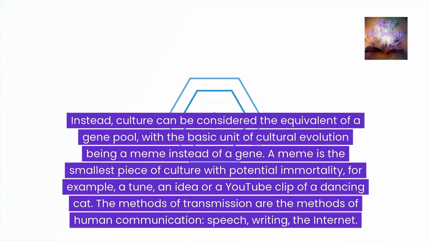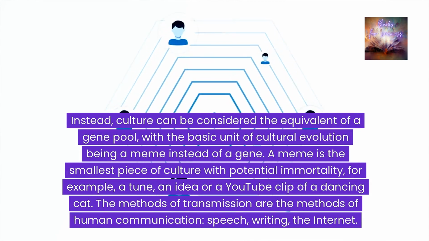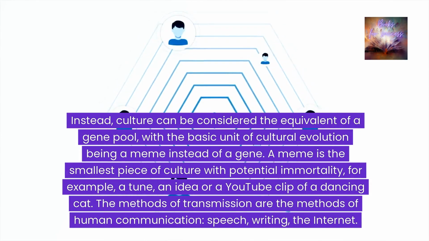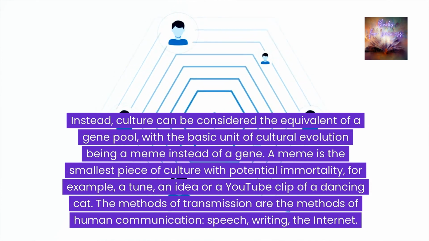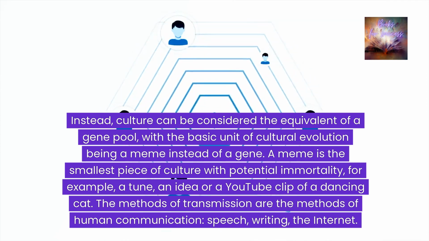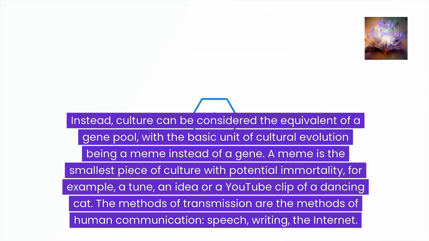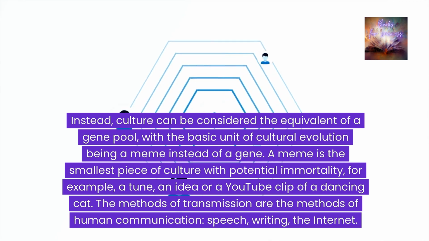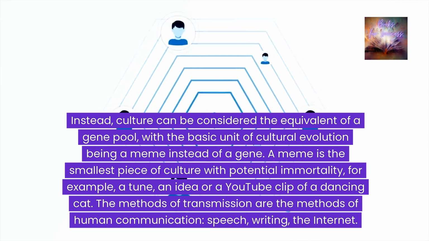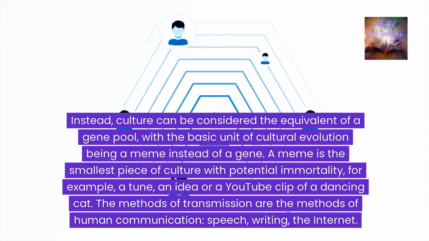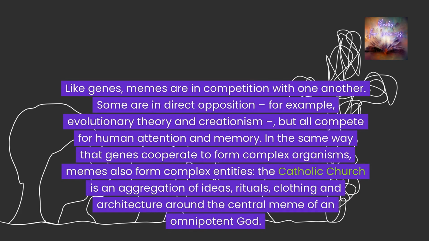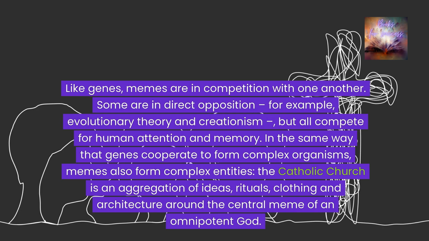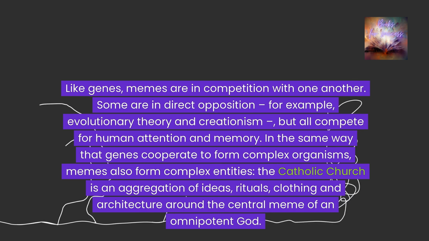Instead, culture can be considered the equivalent of a gene pool, with the basic unit of cultural evolution being a meme instead of a gene. A meme is the smallest piece of culture with potential immortality, for example, a tune, an idea or a YouTube clip of a dancing cat. The methods of transmission are the methods of human communication: speech, writing, the internet. Like genes, memes are in competition with one another. Some are in direct opposition, for example, evolutionary theory and creationism, but all compete for human attention and memory.